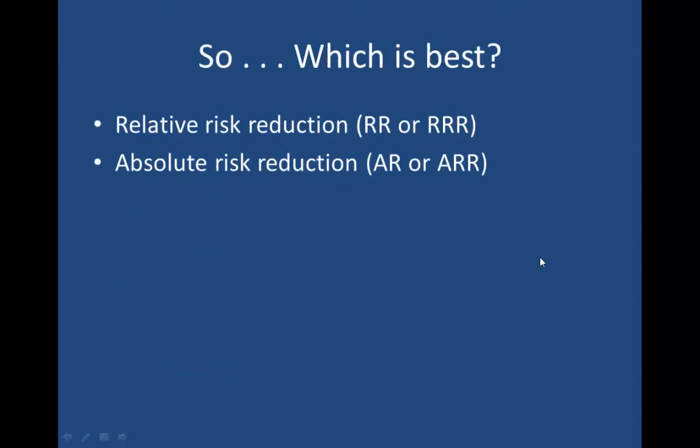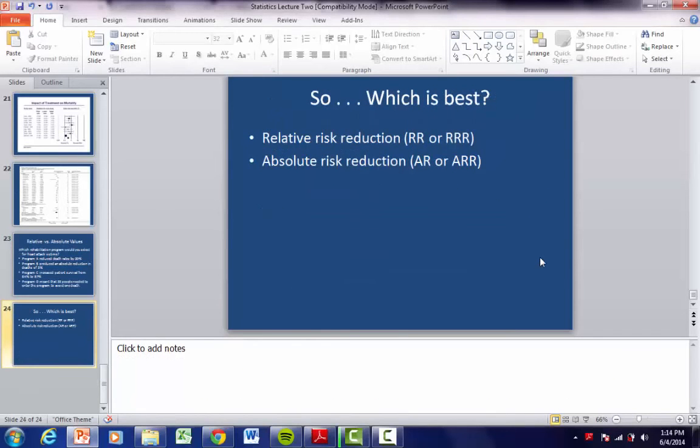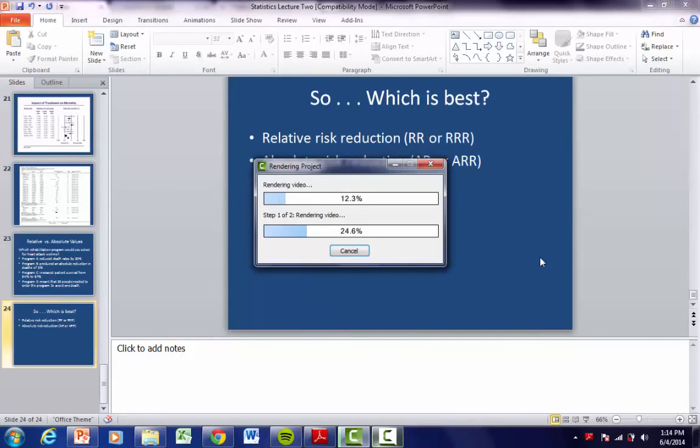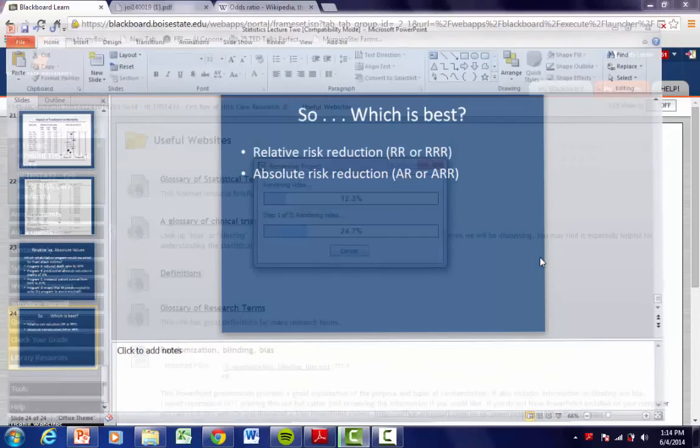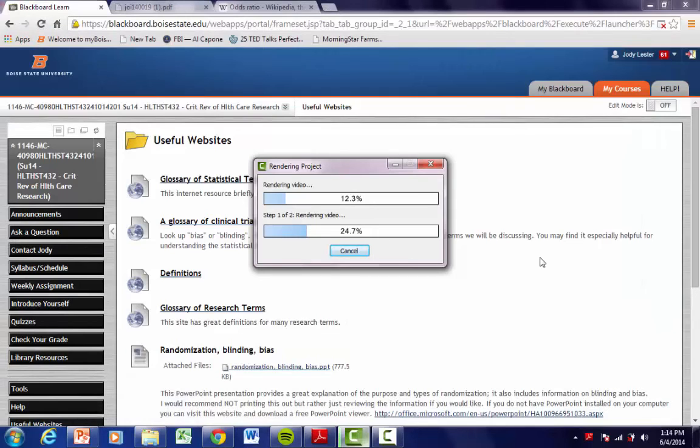So I hope this has helped. Which is best then? Is it best to use relative risk reduction, which is also known as risk reduction, or absolute risk reduction? You better know, when possible, take that extra step, do the math, and calculate the absolute risk reduction. All right, you've survived the second portion of this statistics stuff. But there will be more fun coming.